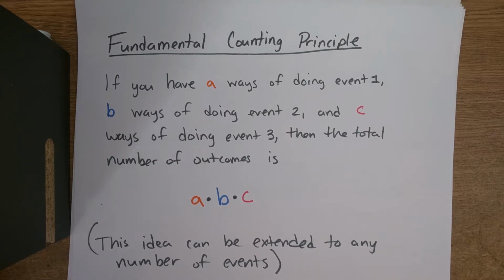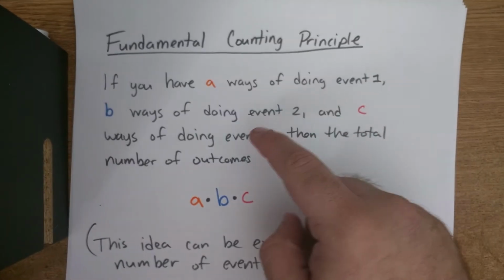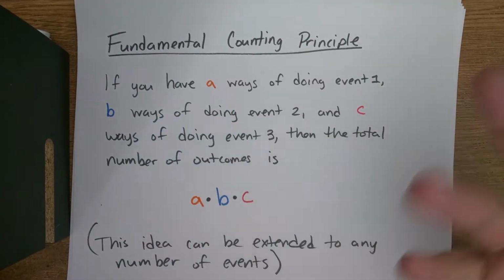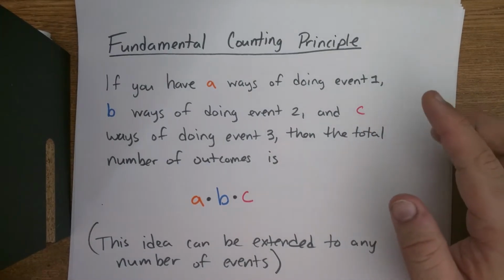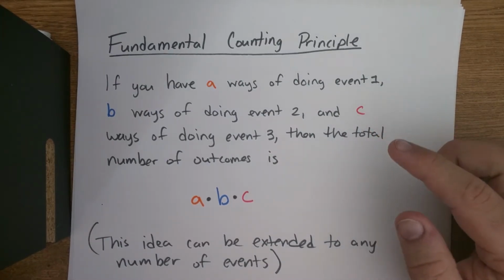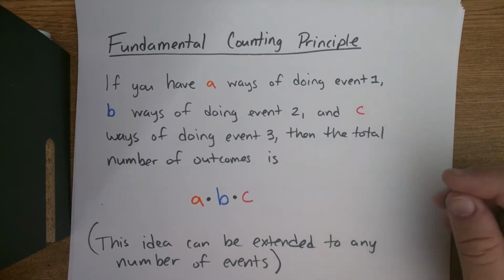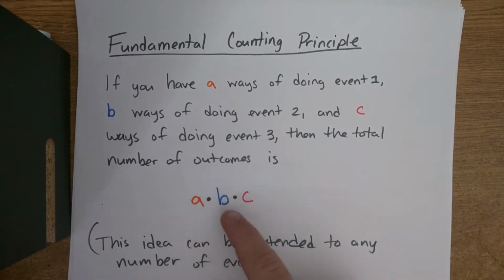So we have the fundamental counting principle. And basically what it says is if you have A, B, and C, by the way, are numbers. So A, B, and C are just numbers. But if you have A ways of doing event 1, B ways of doing event 2, and C ways of doing event 3, then the total number of outcomes is A times B times C. And I put here, this idea can be extended to any number of events.